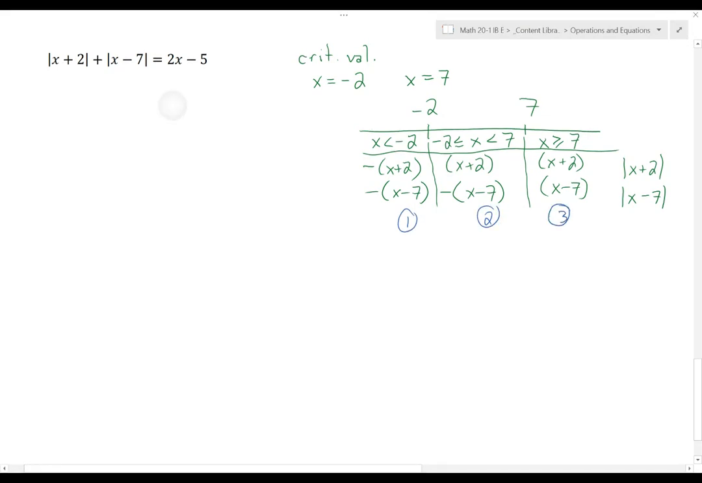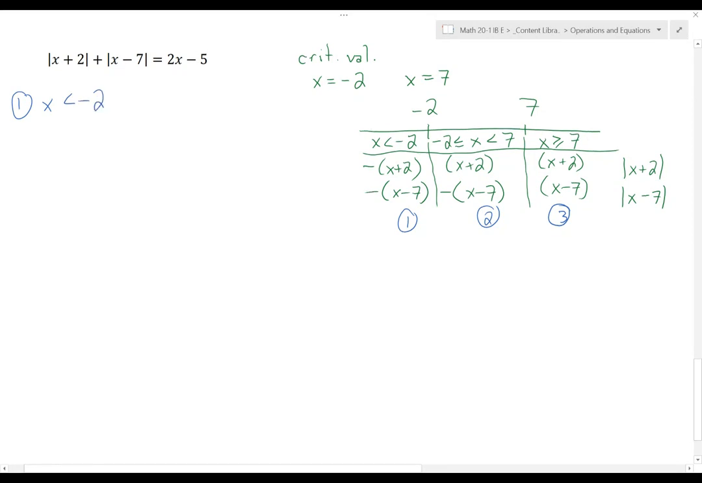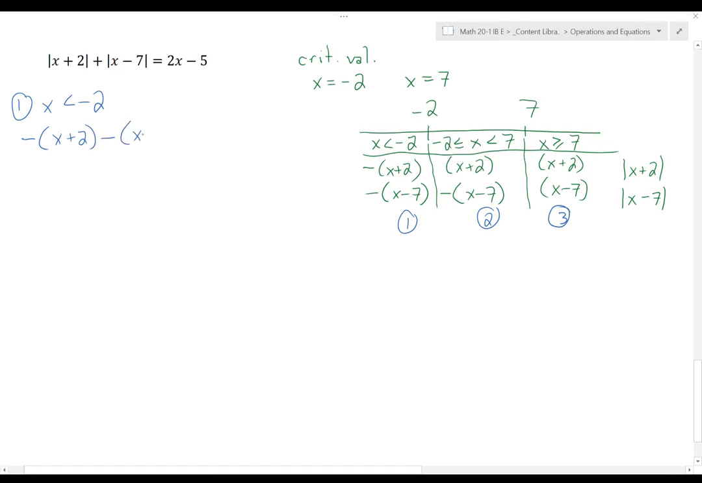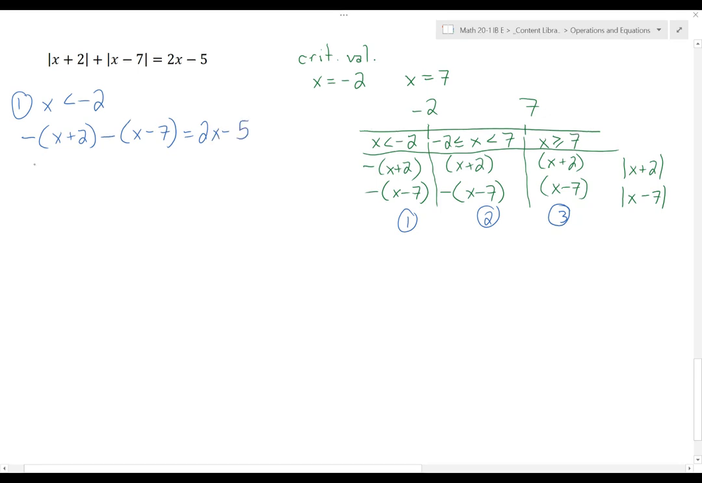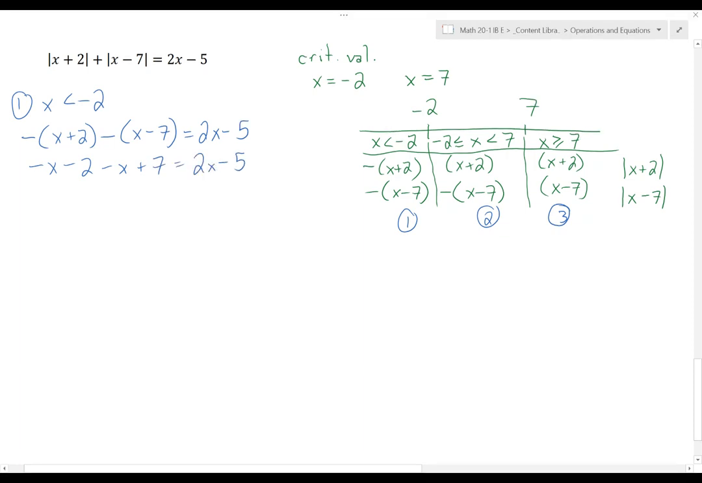So 3 different equations. First equation, for values of x less than negative 2, we end up with the opposite of x plus 2 plus the opposite of x minus 7, or just minus x minus 2 minus x plus 7, equals 2x minus 5. Move all the x's over to the right.